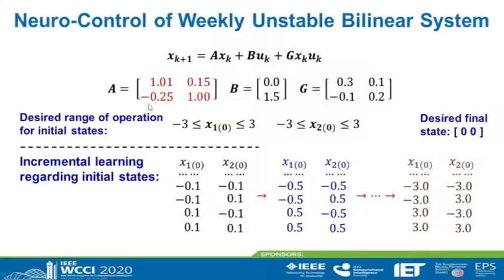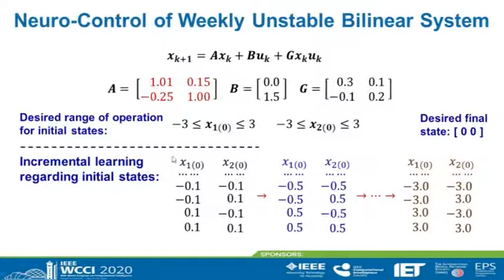We have matrix A, and we want to train a neural controller for stabilizing this system so that the state variables, starting within this range of initial values of state variables, will converge to the desired final state 0, 0. We will apply incremental learning regarding initial states.